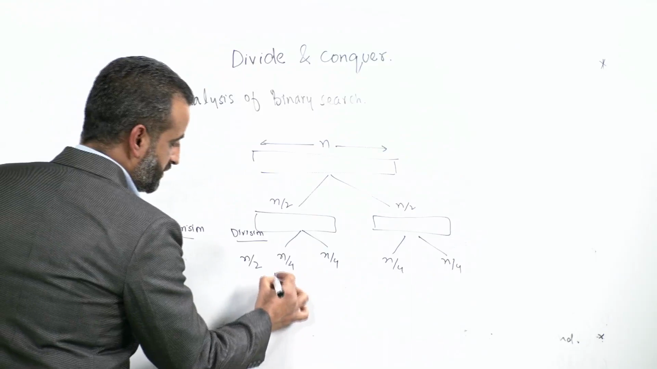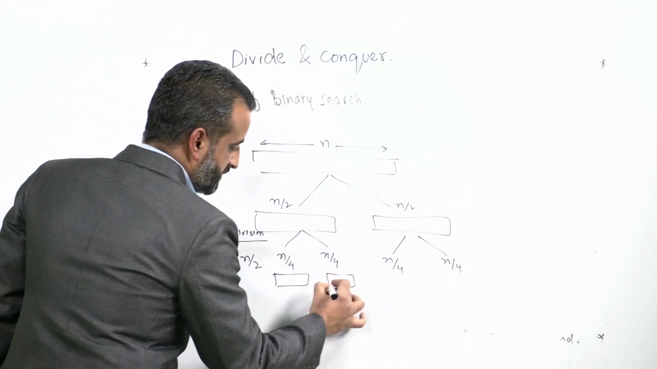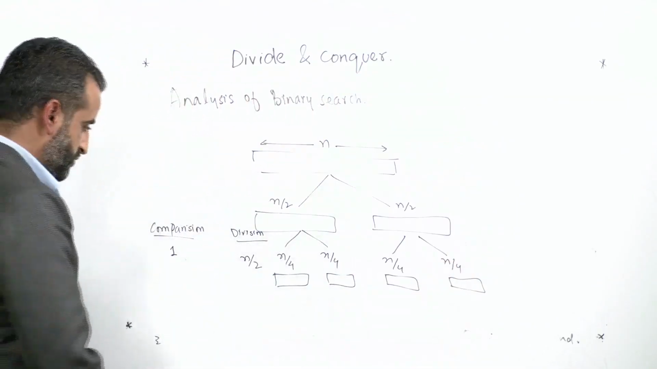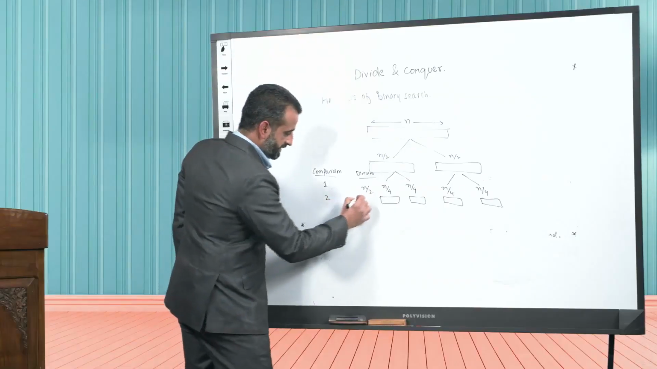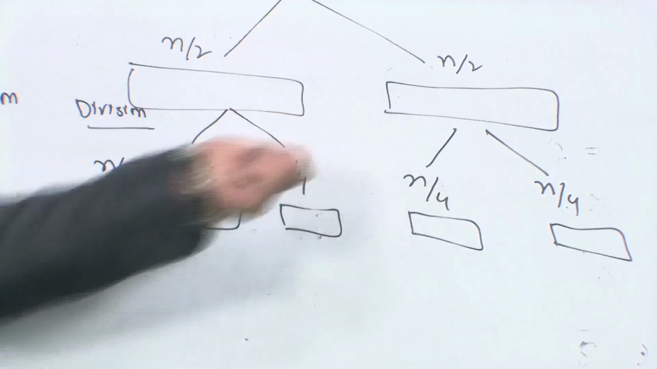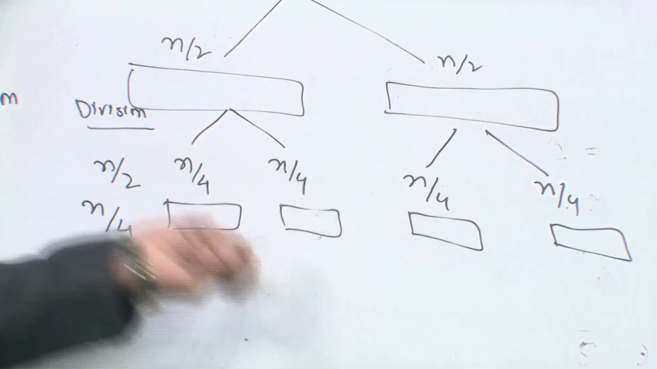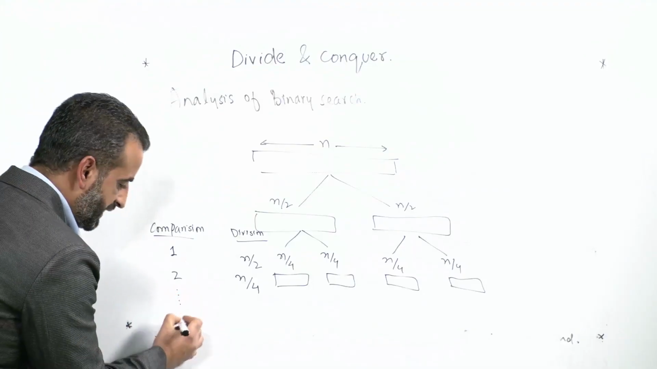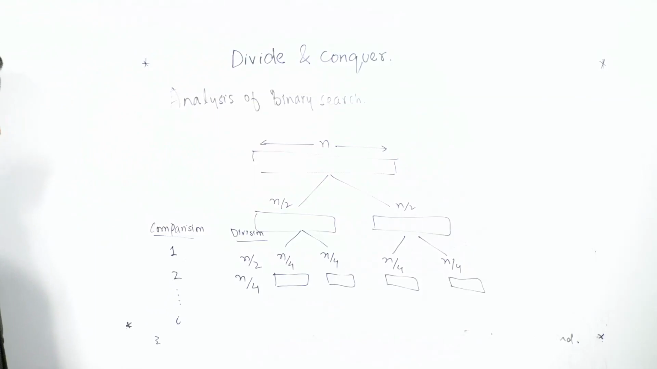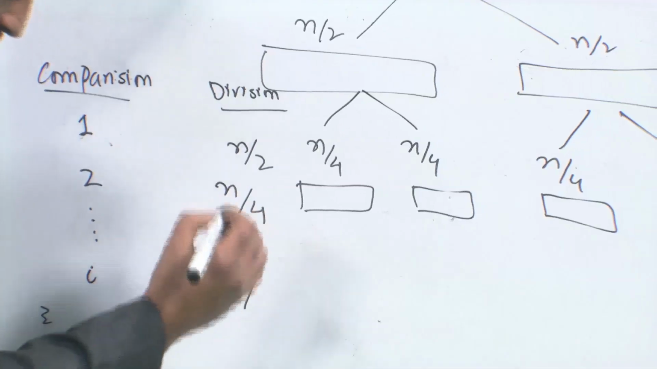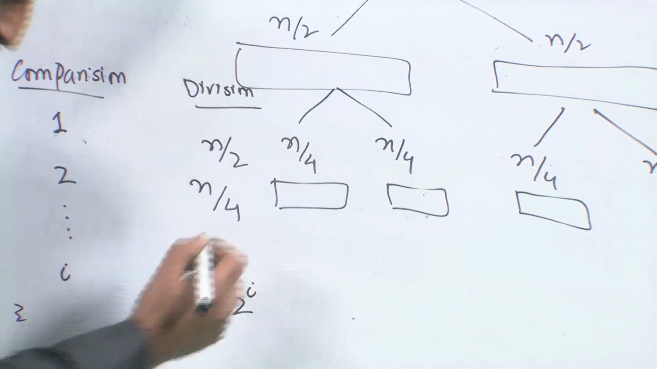So each subproblem in this case is of size n by 4. So for my second comparison, it's equivalent to n by 4. We can continue on dividing or splitting the actual algorithm till we reach a point wherein the problem can be solved. Say for example, for any value i, the division in that case will be n divided by 2 to the power i.